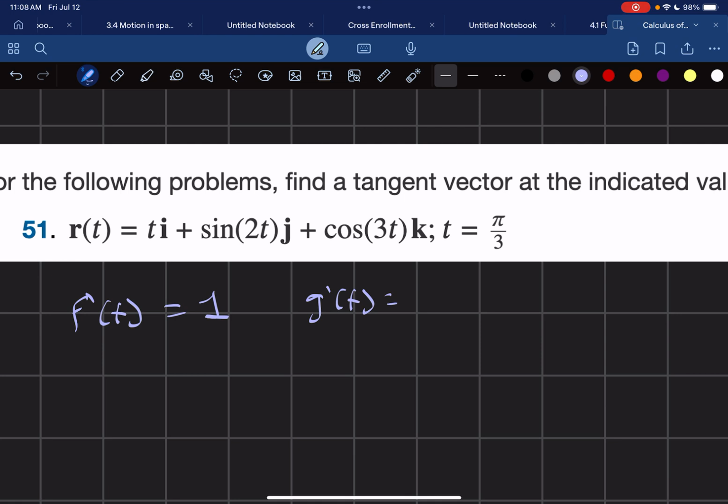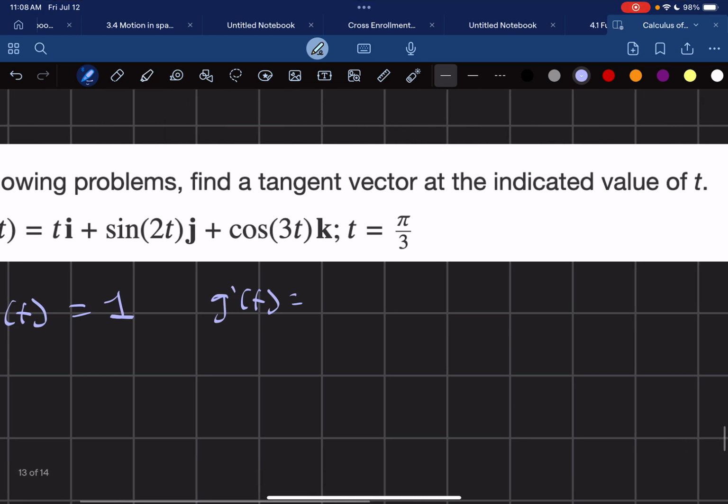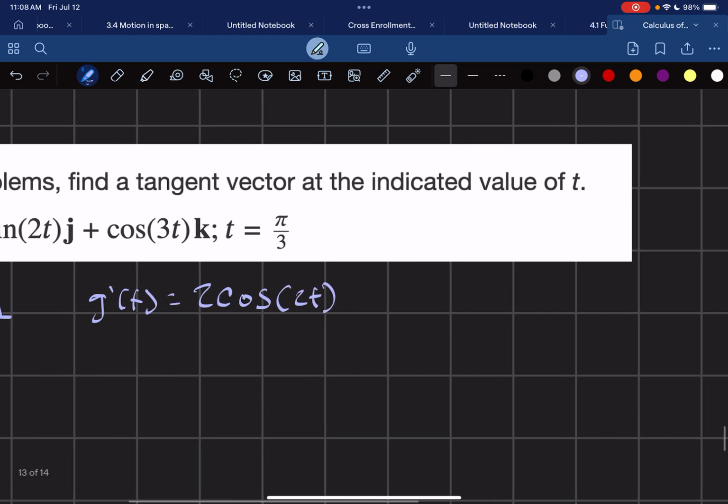To figure that out, since it's sine 2t, we'd use the chain rule. So using that, we would just get 2 cosine 2t. And in the h prime of t, we use the chain rule again, and that would just be negative 3 sine 3t.